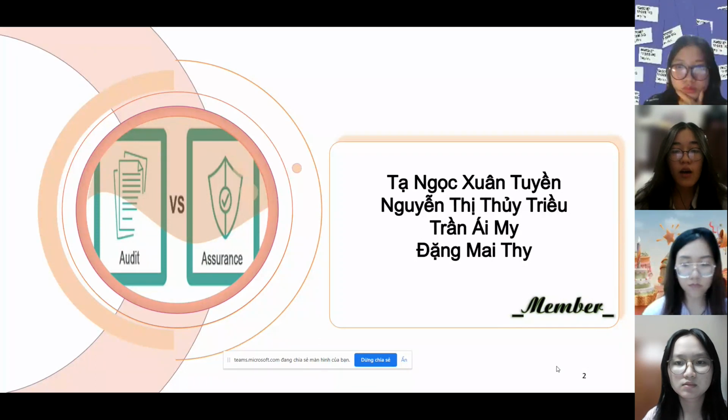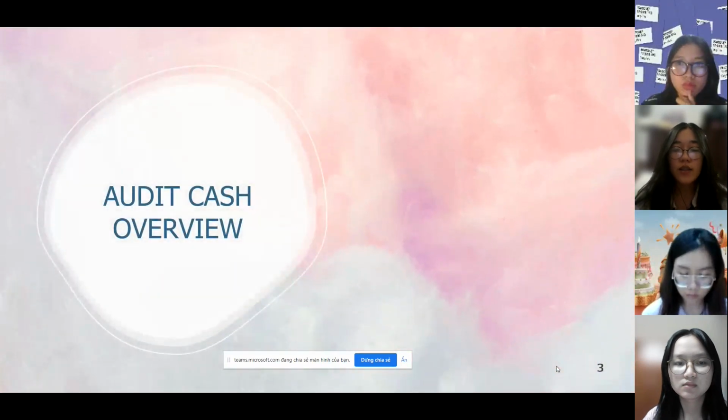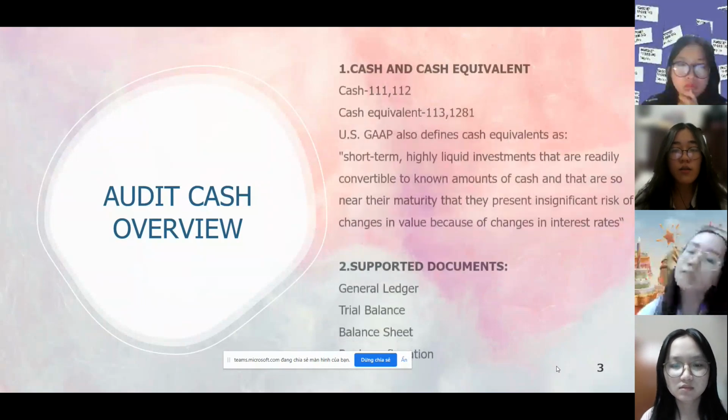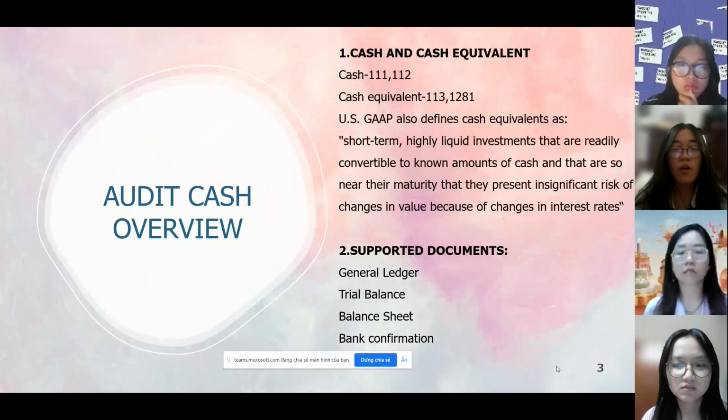Okay. Before conducting the audit, we will prepare the audit process. First, let's have an overall review of cash and cash equivalents. Cash is cash, and their accounts are 111, 112.